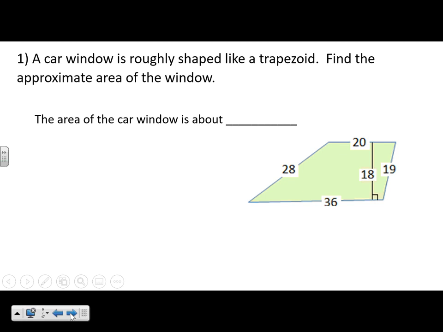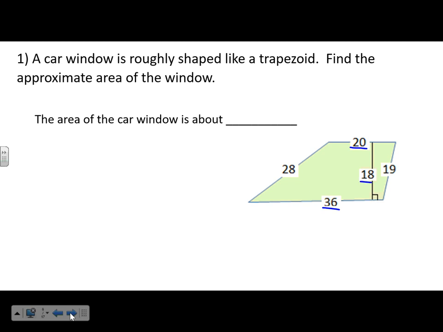So let's do some examples. A car window is roughly shaped like a trapezoid. Find the approximate area of the window. This is the window we have over here. They give us the 28, 20, 19, 36, and they give us this 18. That 18 is a height. The bases are the parallel lines, so don't think the 28 and the 19 are our bases. We actually don't need those at all. So we have this base and this base, then we have our height.